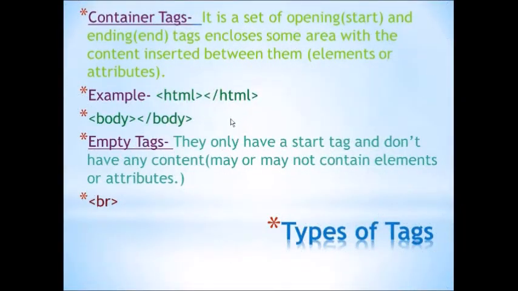Fine. Now we'll see different types of tags. We have so many tags in HTML, and all those tags come under two categories, two types. One is container tags and the other one is empty tags. What are container tags? It is a set of opening and ending tags that encloses some area with the content inserted between them.